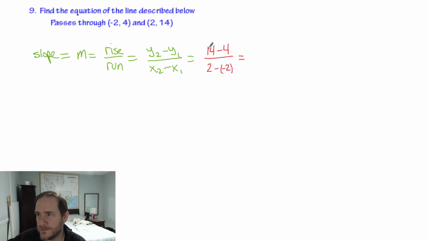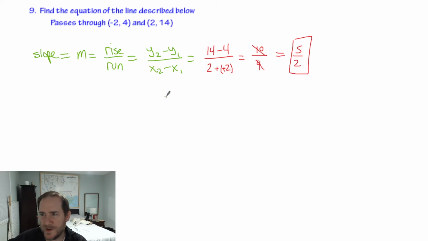So okay, 14 minus 4 is 10. And 2 minus negative 2 is 2 plus 2, so 4. These are both divisible by 2, so 10 divided by 2 is 5, and 4 divided by 2 is 2. So our final answer here would be that our slope is 5 over 2.